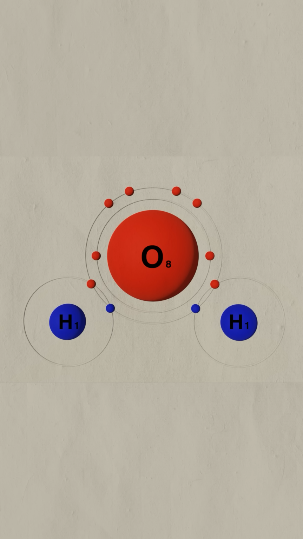Because the oxygen atom is more electronegative, it pulls the electrons slightly closer to itself. This results in a slight negative charge near the oxygen, while the hydrogen side carries a slight positive charge. Because of these opposite charges, H2O becomes a polar molecule.